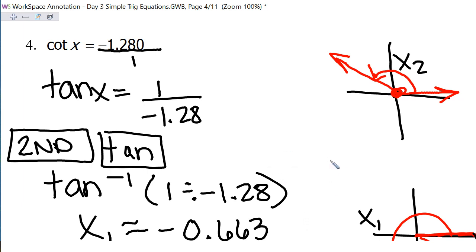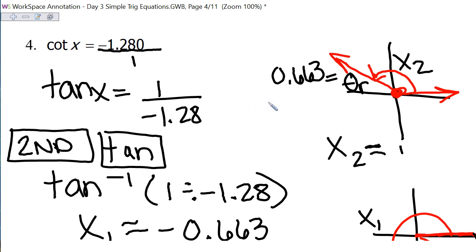Now, if this is 0.663, that's my reference angle. So if over here, this part is 0.663, what is this part over here? 0.663. And knowing that from 0 to 180 degrees is pi, how could I find x2, that angle in red? Subtract it from pi, so subtract that reference angle from pi. So x2 is going to be pi minus our reference angle, which is 0.663.